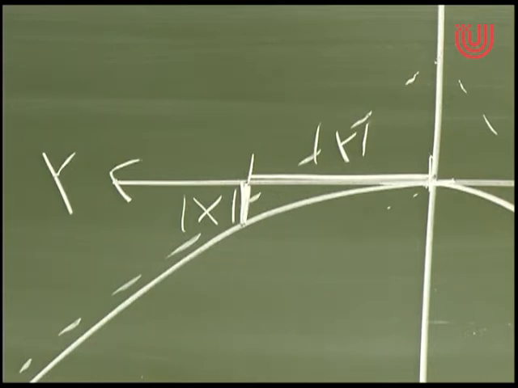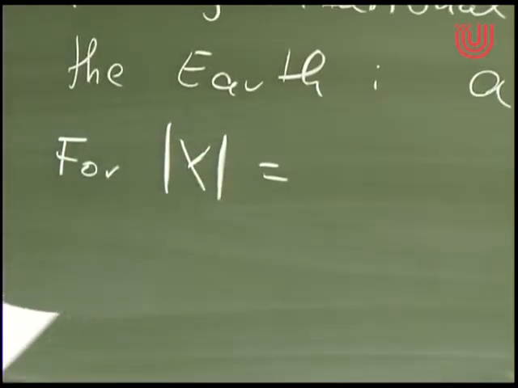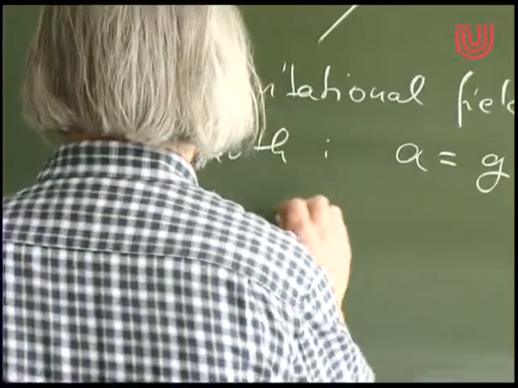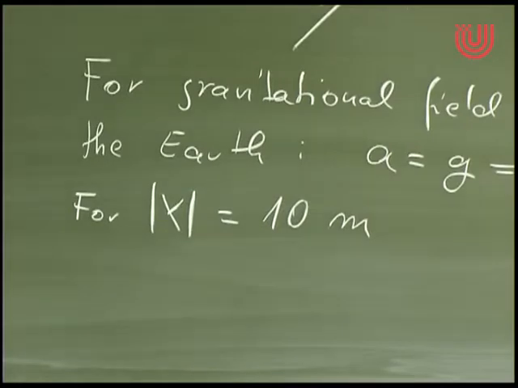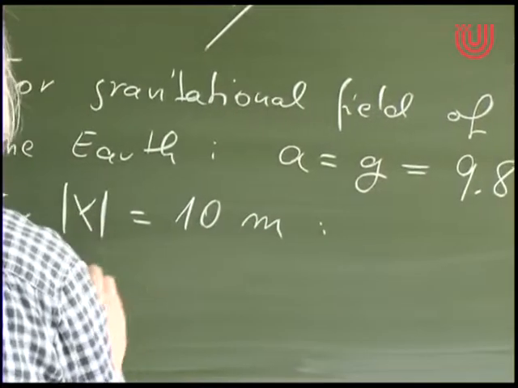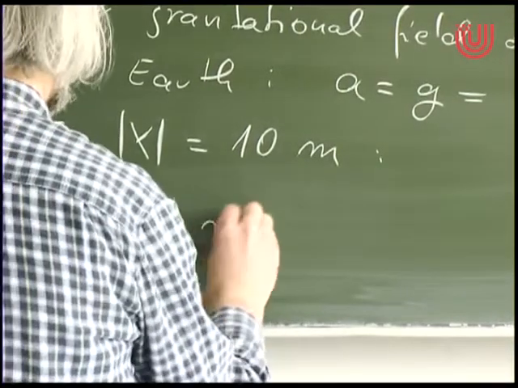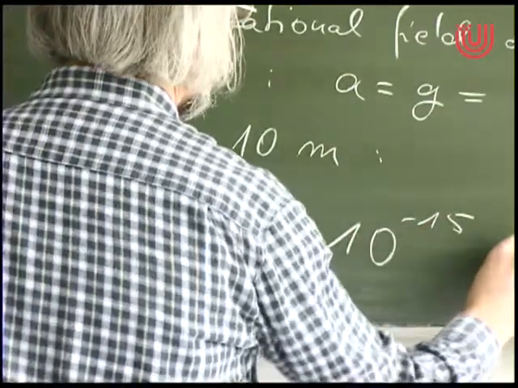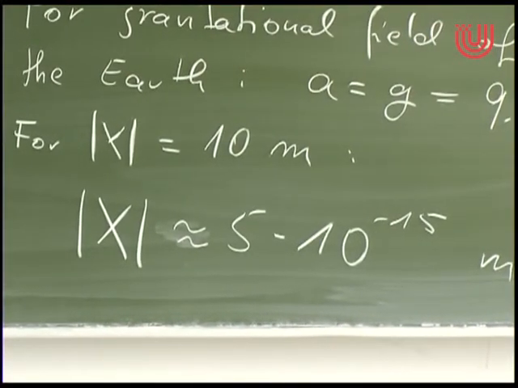So for y, say, a typical scale of a room like this size here, let's say 10 meters. That's something which you could do in a lab. Then you would get x, which according to this formula would be something like 5 times 10 to the minus 15 meters. So it's not very impressive, right? So you couldn't easily detect this effect just with an experiment here in this room.